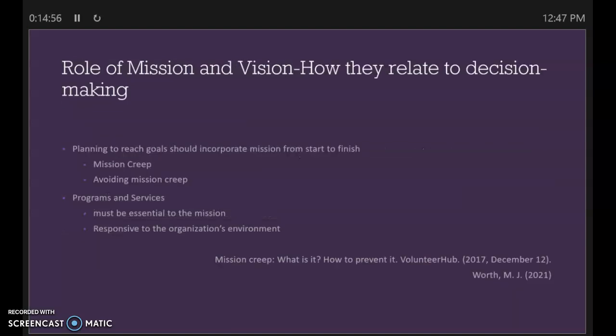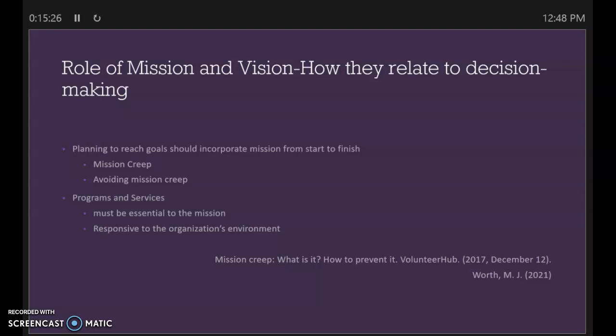All right, while nonprofits operate in some ways much differently than for-profit and government organizations, they still do need to plan and build strategies to reach their goals. And the mission here plays an extremely important role during planning and should be incorporated in an organization's planning and decisions from start to finish. If the mission isn't considered during all stages of planning, the organization could find itself creeping away from the mission, and that's called mission creep.